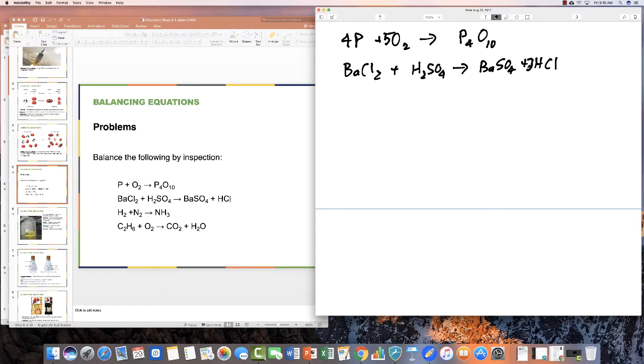But if you put a 2 in front of this, now you have 2 hydrogens, 2 chlorines on this side, 2 hydrogens, 2 chlorines on this side. Let's look at the rest. You have 1 sulfur and 4 oxygens here, 1 sulfur and 4 oxygens here. You have 1 barium here and 1 barium here. So now this equation is now balanced. Let's look at the third one.